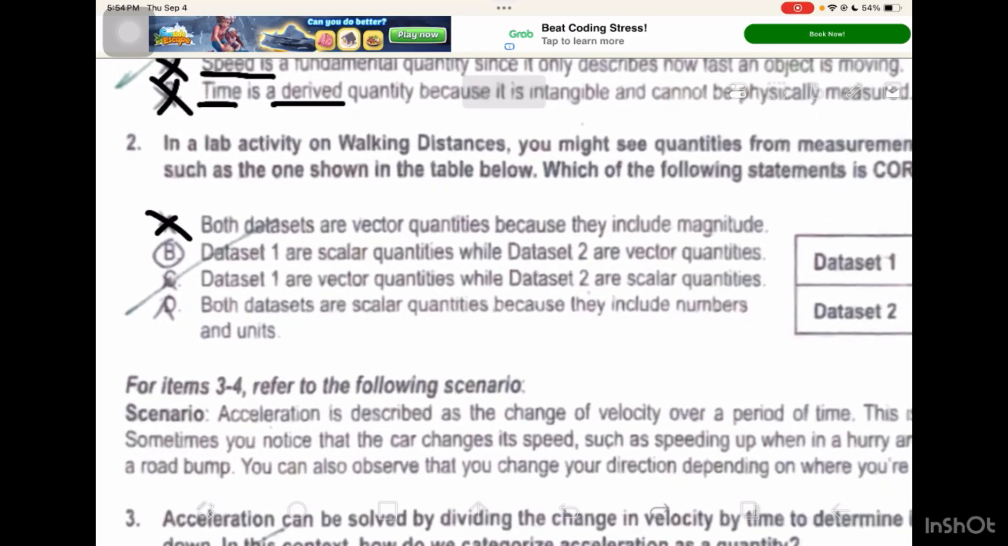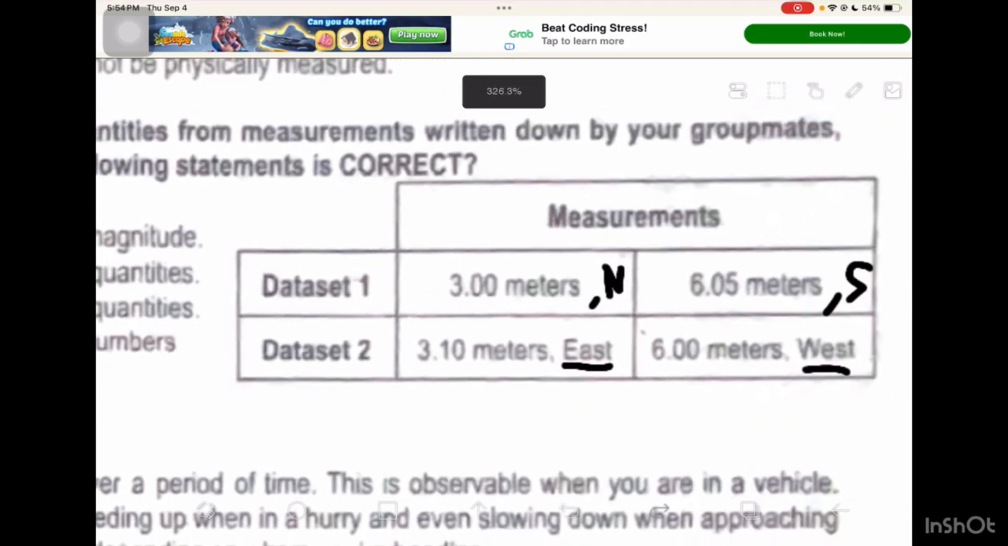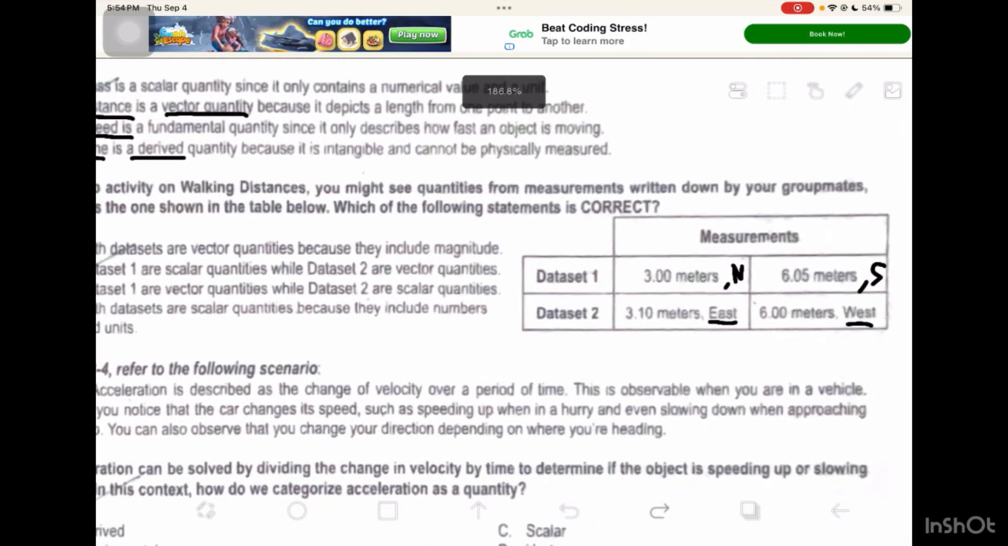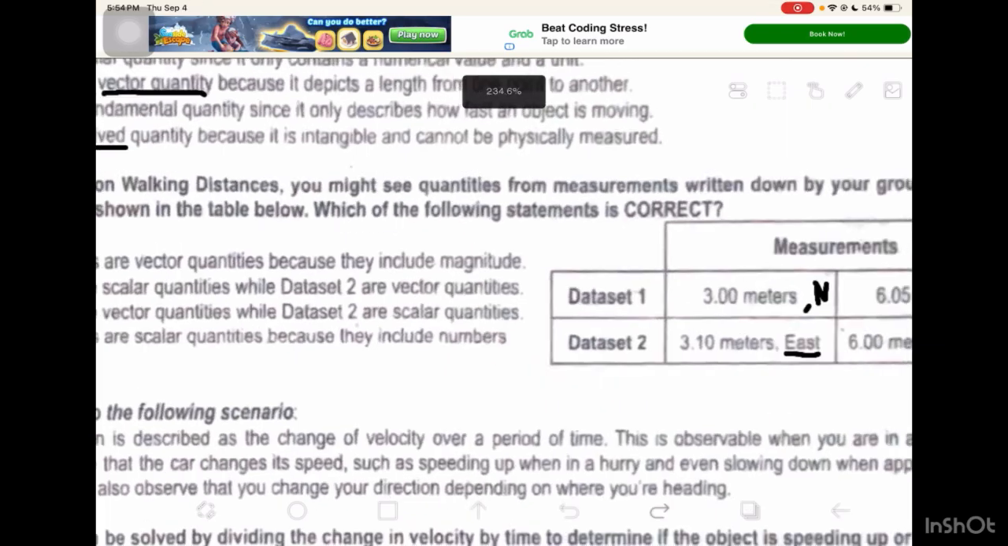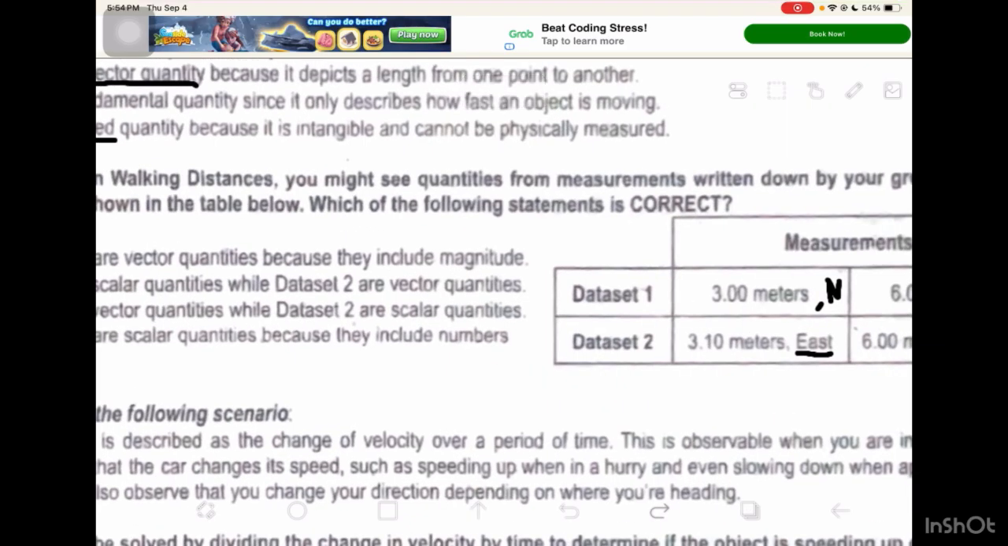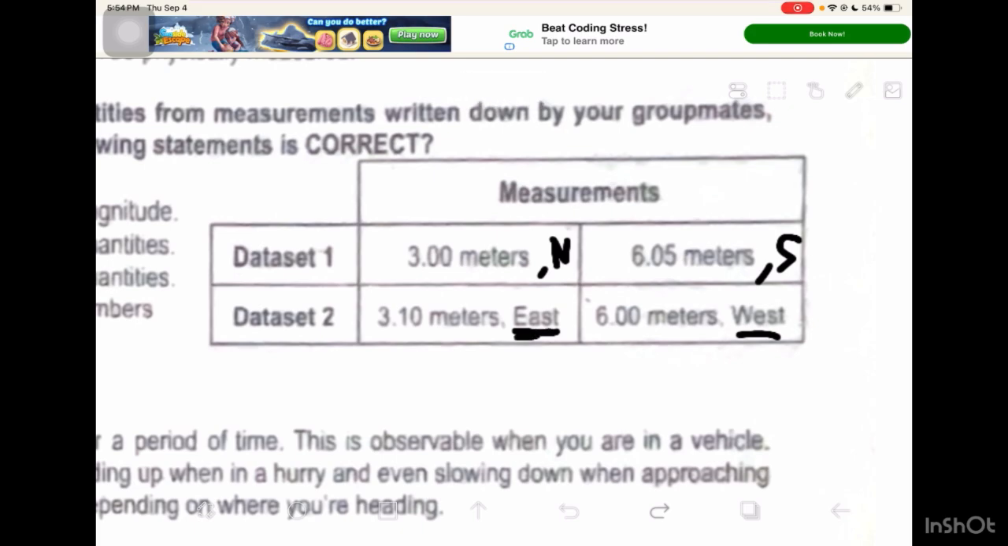Letter C is also false. It claims that data 1 is a vector quantity, but as you could see, there's no given direction. And it claims data set 2 is scalar quantities, which means there should be no direction. However, there are directions over here, which makes letter C wrong.